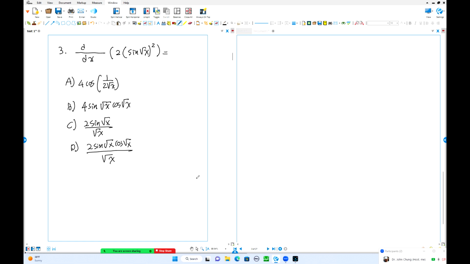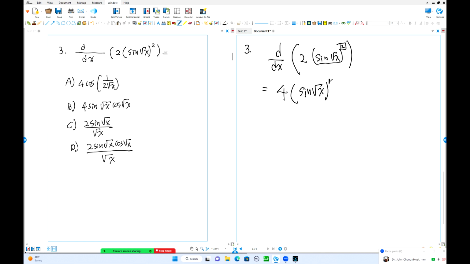Now from here, the next one, number 3. d/dx. We're going to take a derivative. This one is trigonometry, right? 2 sine square root x, squared, right? So this one by the chain rule, right? Because inside is a function, it is not just x. So the 2 moves down, that is 4, right? Now we still have a what? Sine square root x, 2 minus 1 is still 1, okay?